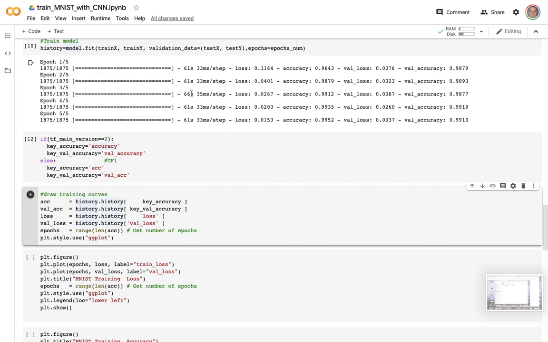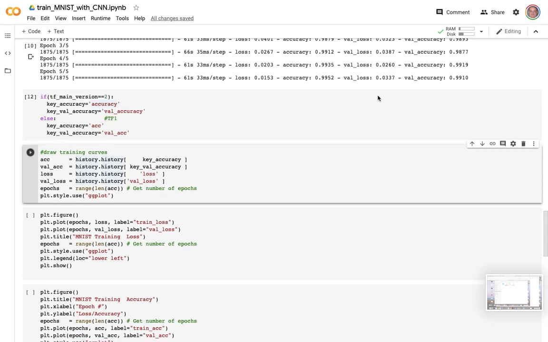Training finished. You see after 5 epochs, approximately each epoch took like 1 minute, with about 33 milliseconds per step. This is the loss, training accuracy, validation loss, validation accuracy. So it seems that our model was learning: accuracy is increasing, validation loss is decreasing. You have to check also the validation loss and validation accuracy to make sure that your model is not overfitting.